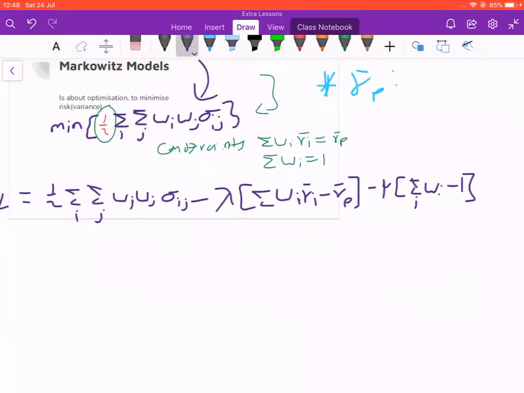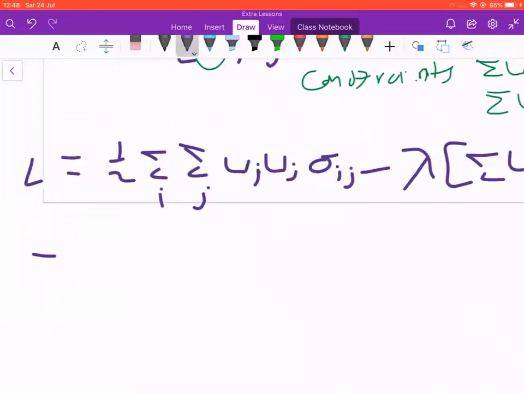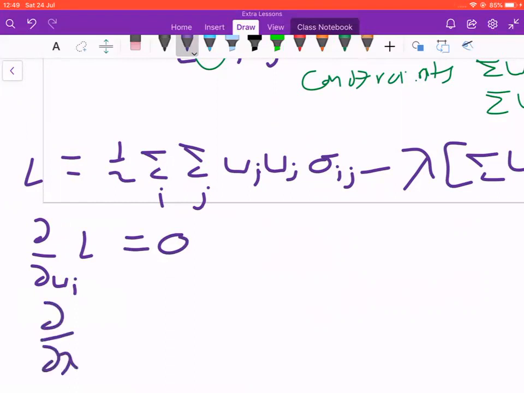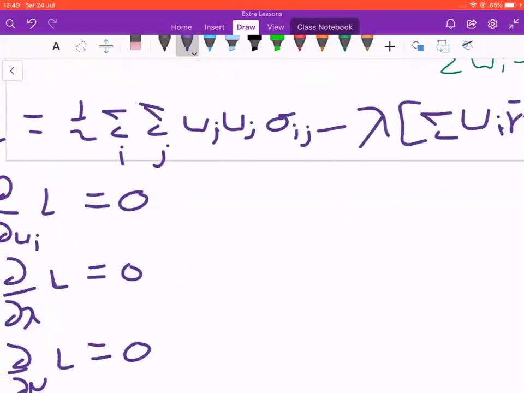So how do you minimize this risk? You are going to find the first derivative of L with respect to weight of i, and then you equate it to 0. Then you find again the derivative in terms of lambda, and again you're going to find the partial first derivative of L in terms of mu, and then you equate it to 0.